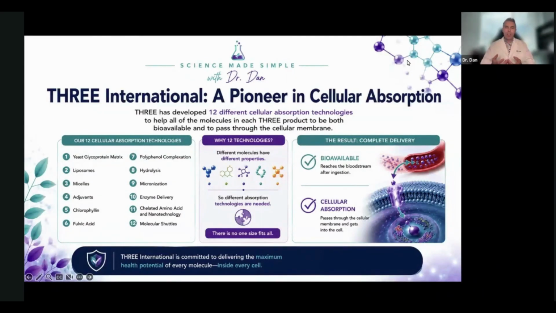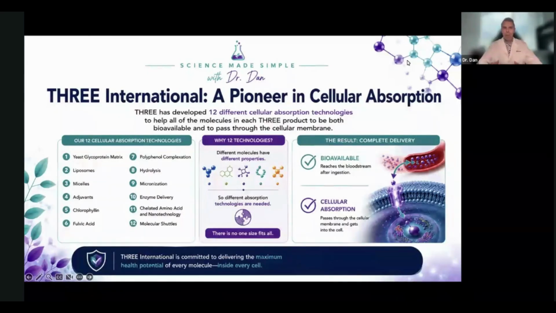And here at 3 International, what we recognized is that there's not a one size fits all. Molecules are different. They have different tendencies, different polarities, which means how strong the affinity of that molecule for water is or isn't. If a molecule loves water, it's called hydrophilic. If it despises water, it's hydrophobic. And again, there's a scale with these molecules. So what we realized is that we needed more than one cellular absorption technology.